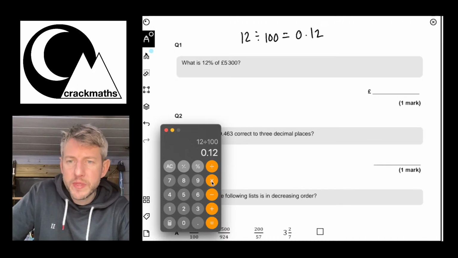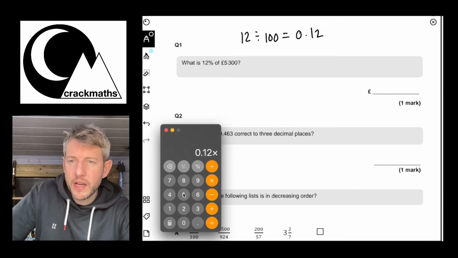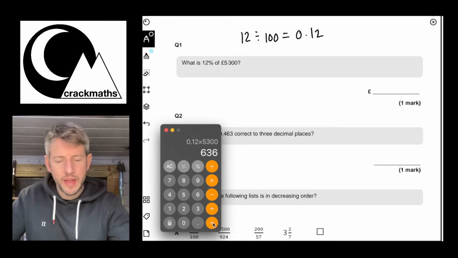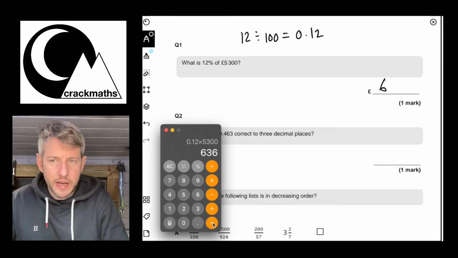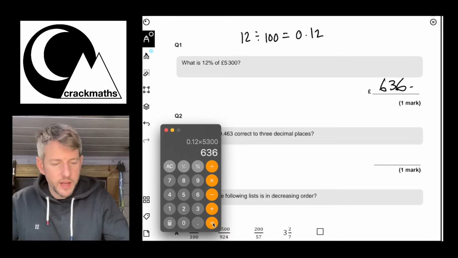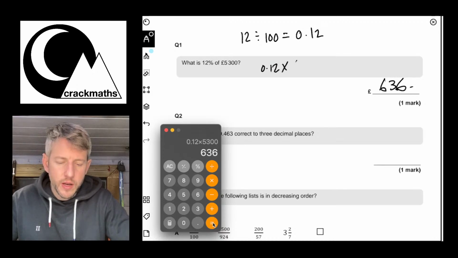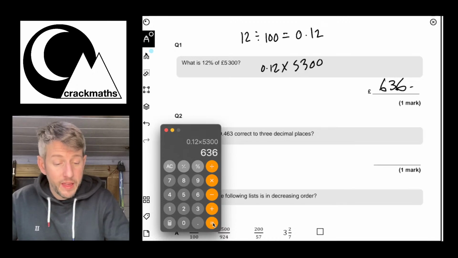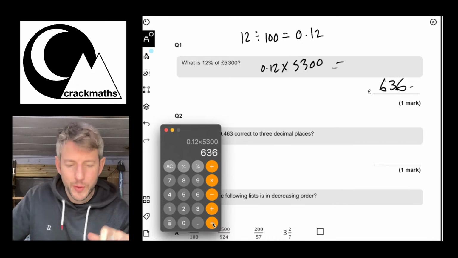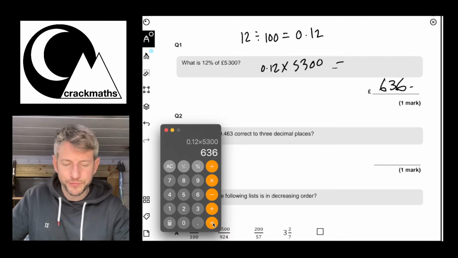So we want 12% of 5,300. So we do 0.12 times 5,300. Here we go. And that equals 636. So there we go. So we do write down my working, 0.12 times 5300. And there we go. We've got our answer. Right. Let's have a look at question 2.